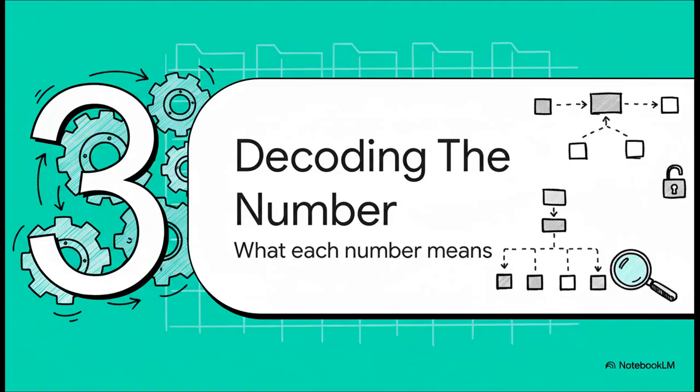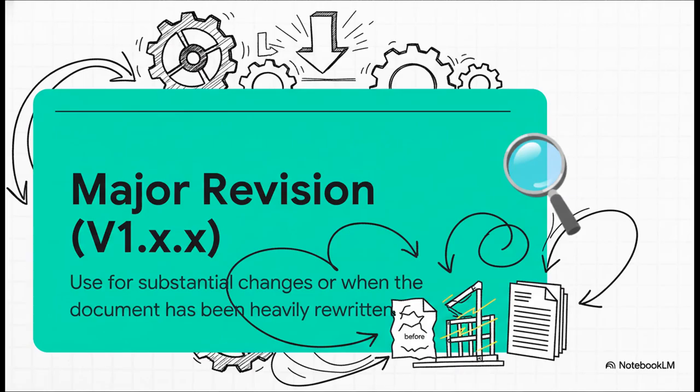All right, now we get to the really good stuff. Let's dig into what each number really means and, maybe more importantly, the specific rules for when you should change it. This is where the system is going to start to click for you. First up, the big one, the major revision. This number is your signal that something fundamental has shifted. We're talking about completely restructuring the document, rewriting huge sections, or maybe even changing its entire direction. This is not for small tweaks. This is for a total overhaul.